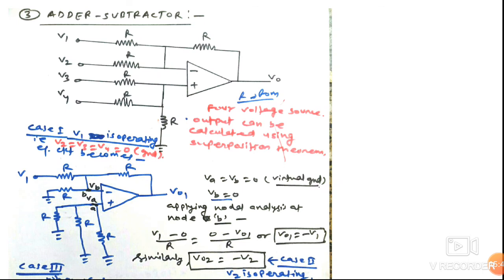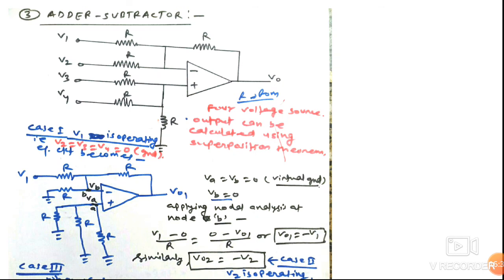So applying node analysis at node B, we can write (V1 minus 0) upon R is equal to (0 minus V01) upon R. There is no current through this resistor, because both the terminals are at 0 potential, so the current through this resistor will be 0. Now solving, we can get V01 is equal to minus V1, simple.